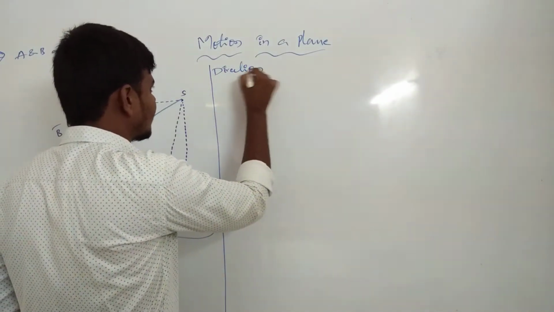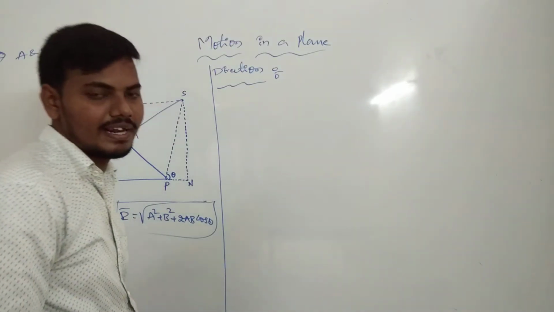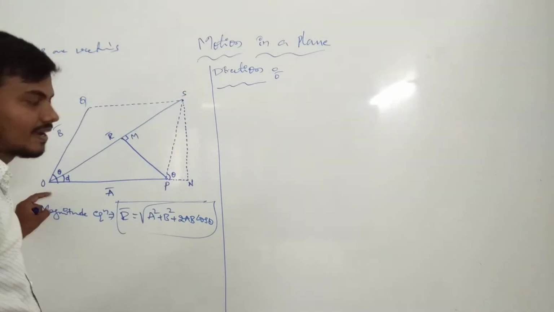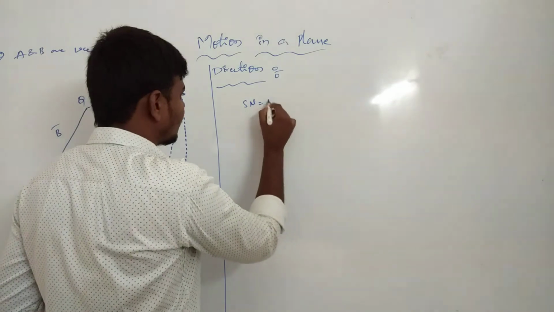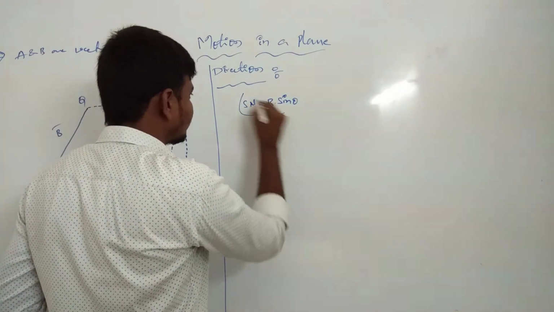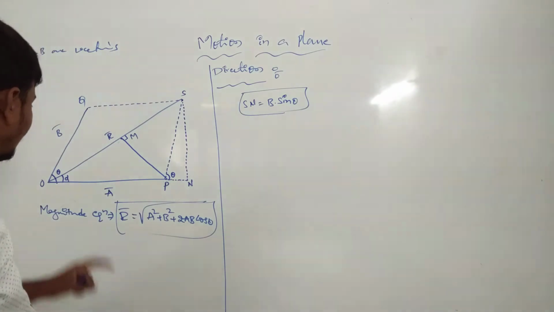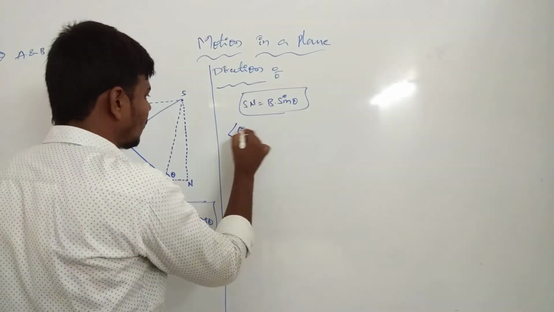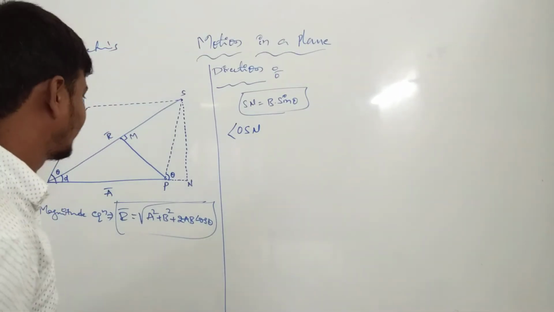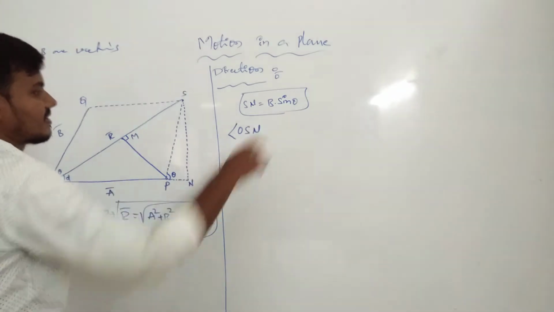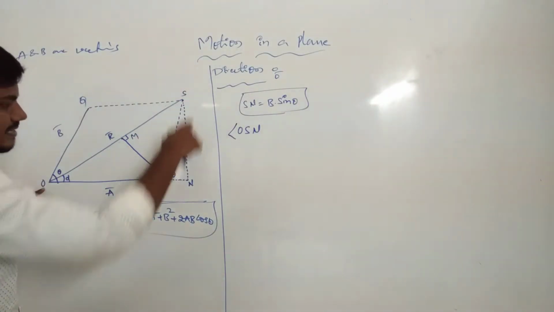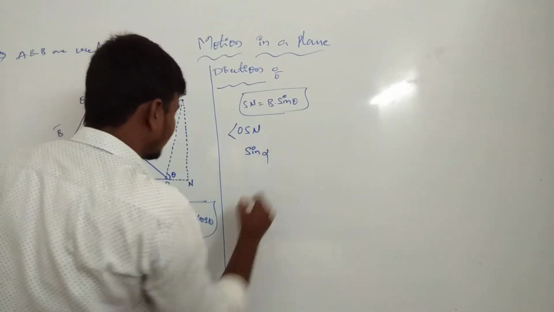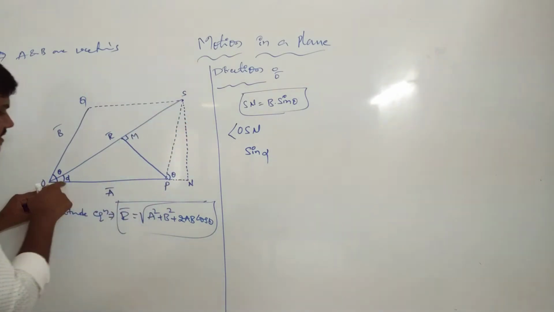Now, direction. For the direction formation we consider angle OSN. Previously, SN is equal to B sin theta. Now angle OSN is the representation of the triangle formation. Now sin alpha, the sine function. You can observe triangle OSN, the function of OSN. This is the triangle formation of the alpha representation.